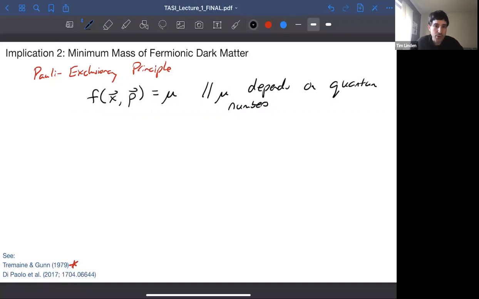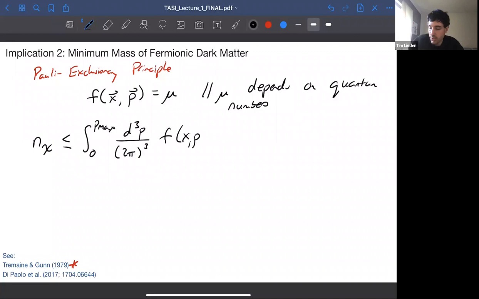And so the total number of particles in our galaxy, or Andromeda, is equal to n chi. And this has to be less, because of exclusion, than some integral from 0 to the maximum momentum you can have of all of the different momentum spaces you have. This depends on the dimensionality of the problem. And then times this filling ratio. So you can calculate this out, and it is equal to mu p max to the 3rd power.